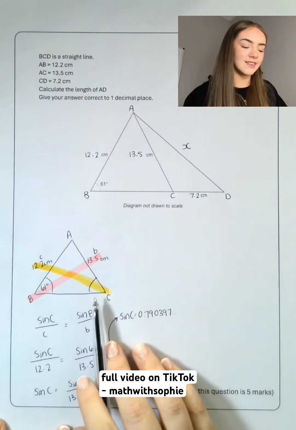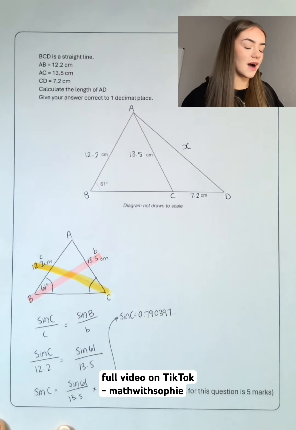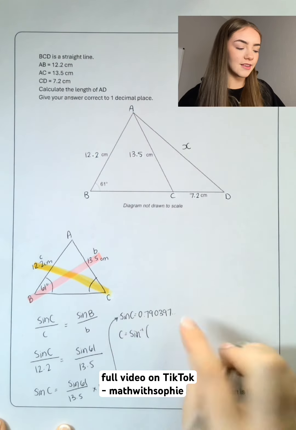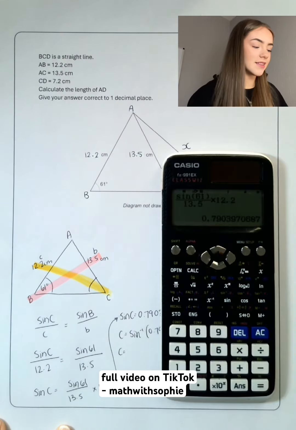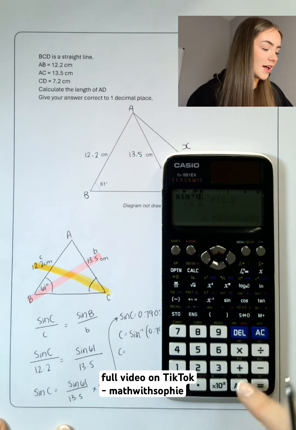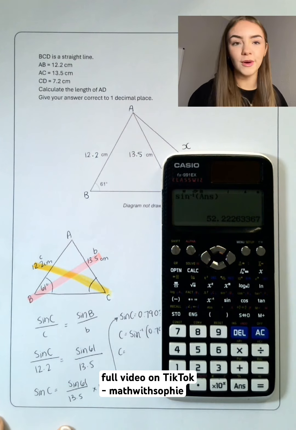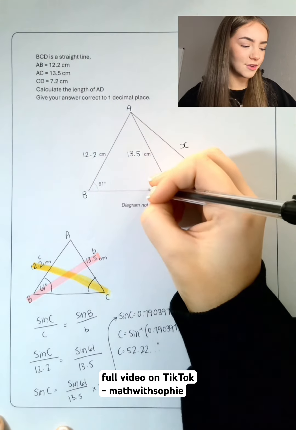However, we don't want sine of angle C, we want to find what angle C is. So to do this, we'll need to do the opposite of sine, which is the inverse sine, and input this value that we have here. You can keep it in the calculator as an answer, and we have inverse sine of that answer, which is 52.22 degrees. We can add this onto our diagram.